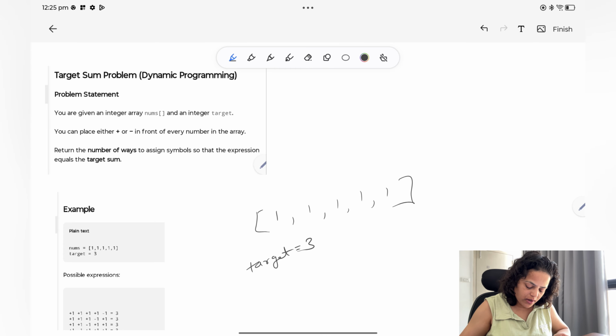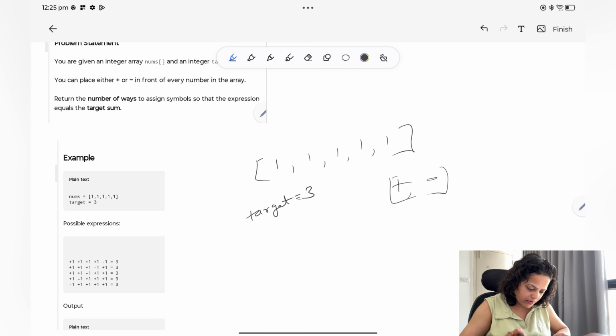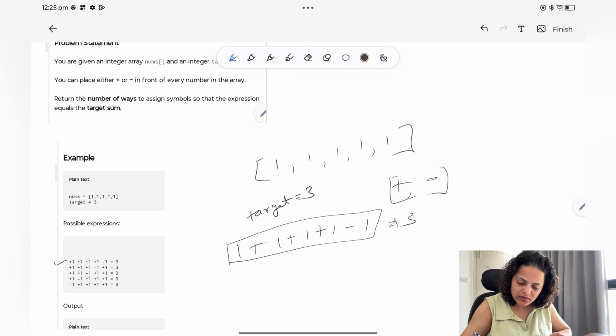Now you have two signs. One is plus, positive, and the second is negative. You have to place them somehow on these elements so that the target becomes 3. For example, first you can place them like this: everything plus 1, and then the last one will be minus 1. Everything else is plus 1, meaning we have five ones, so 4 times 1 minus 1. This one will be 3.